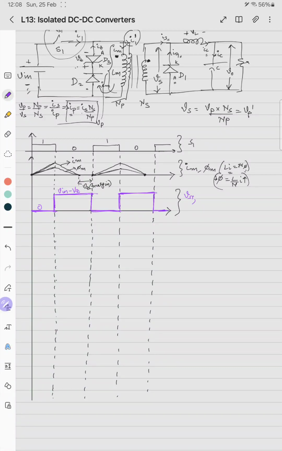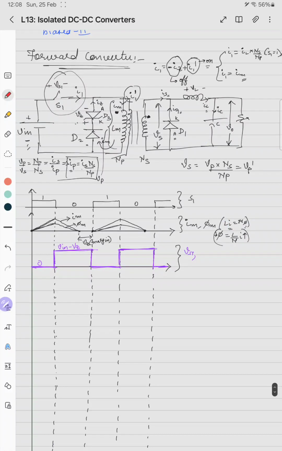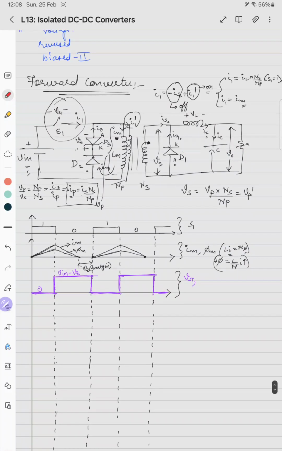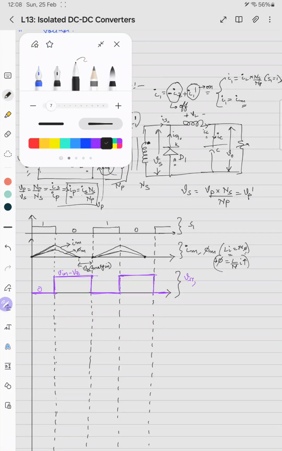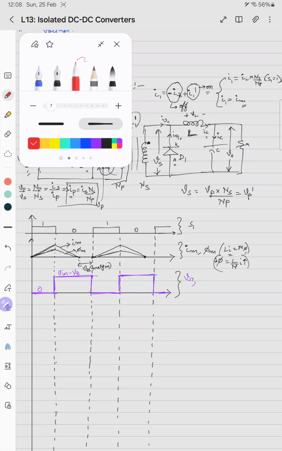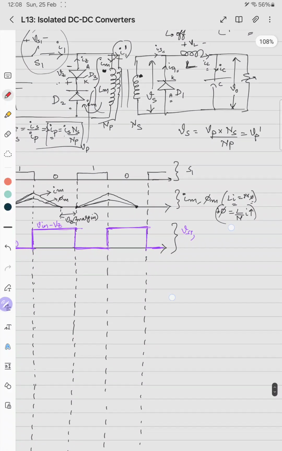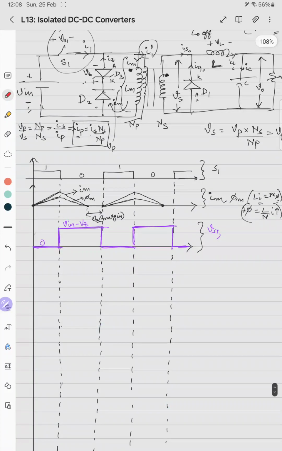This is Vs1. Now we'll draw the Is1, or I1. I1 is IL into NS by NP. We know that even if the current Im is discontinuous, the inductance L is such that the current is continuous. So we just want to draw the continuous current. Basically like this I'll draw.